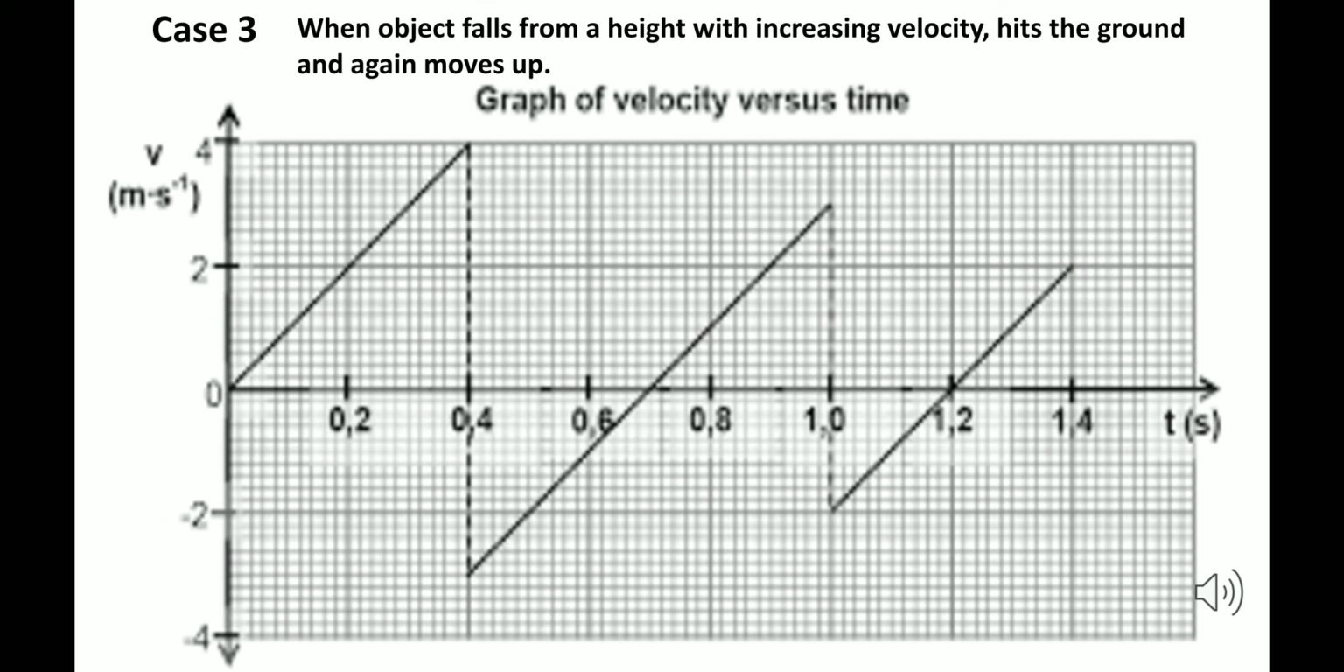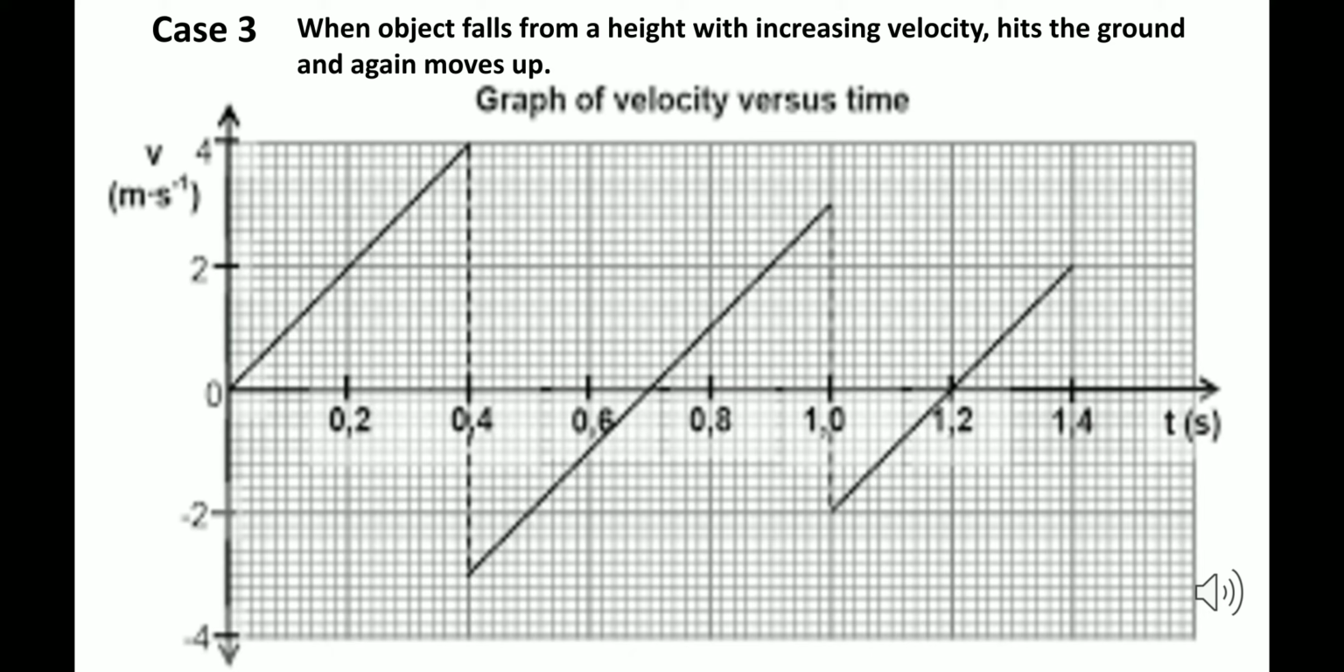Now, case 3, when the body is about to fall from a height, obviously the speed or the velocity of the body will start increasing because of gravity. As it approaches the ground, the speed will keep increasing. So when the body is falling from a height with an increasing speed, hits the ground and moves up, the graph is as shown in the figure.